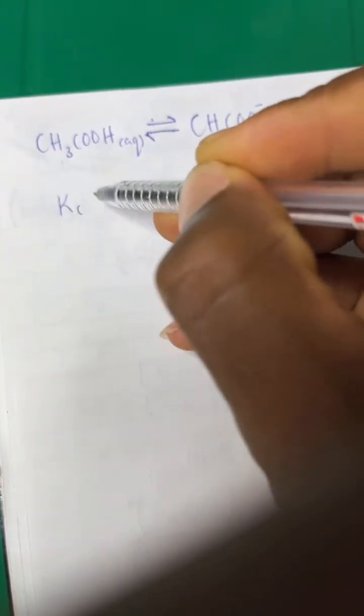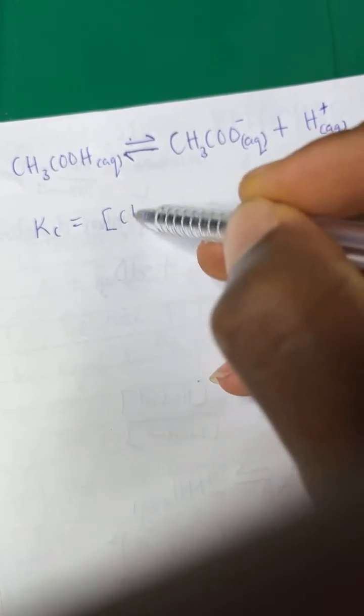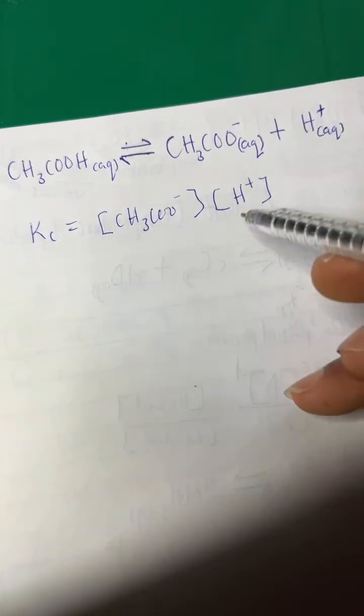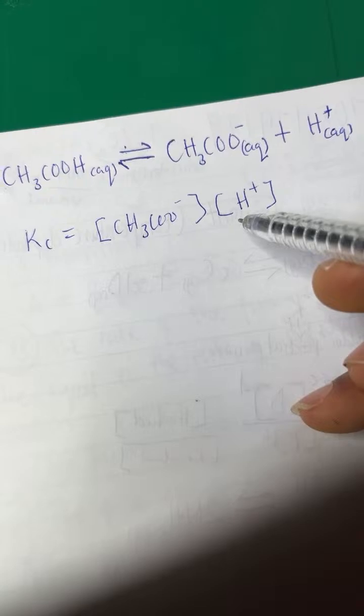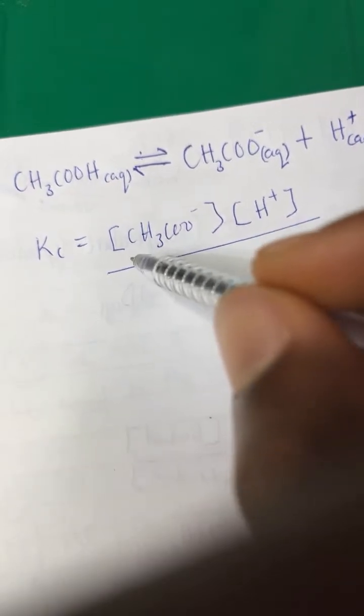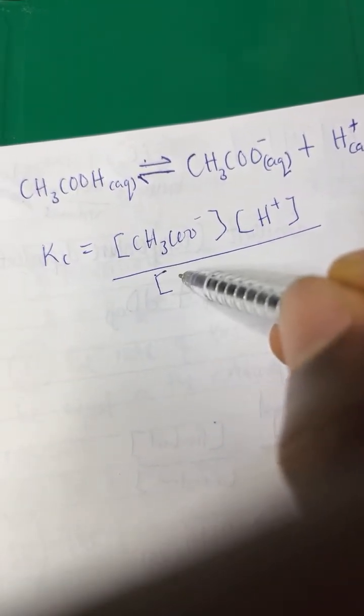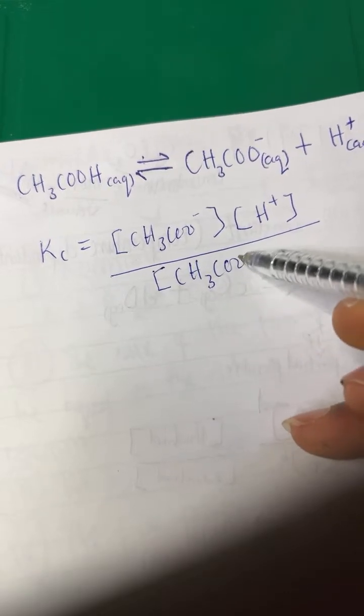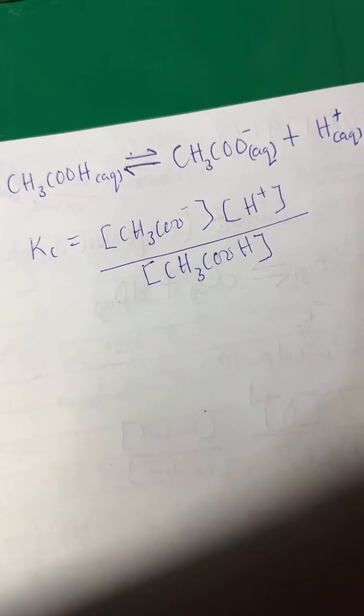So while you are doing it, let me quickly do it too. Our K normally is supposed to be products over reactants. So we have the concentration of the products. Our products are CH3COO minus and then H plus, all over the reactant. What's our reactant? Ethanoic acid, so the concentration of CH3COOH, right?